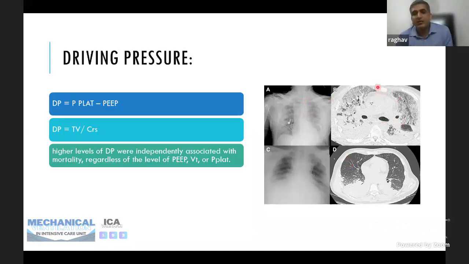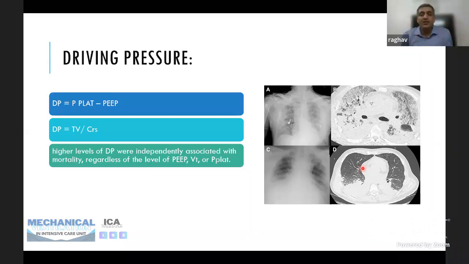In the above figure, there is very little inflatable lung which can accept the tidal volume. In this figure, there is a huge inflatable lung. Both the patients have ARDS. So if we give 6 ml per kg tidal volume to this patient, the driving pressure will be very high. If we give 6 ml per kg to this patient, the driving pressure will be low.